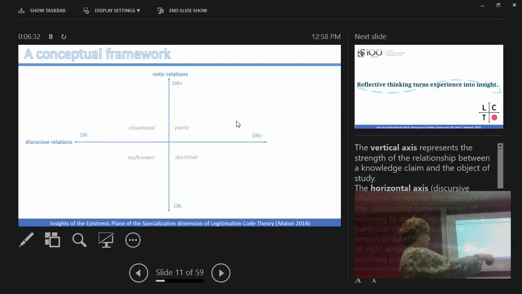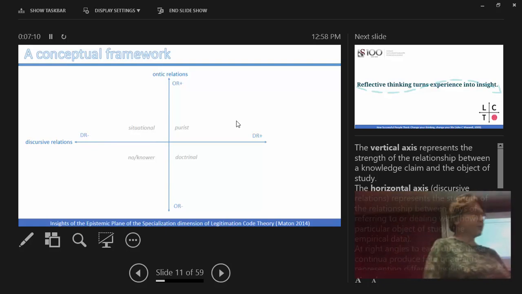And when you put these two continua at right angles to each other, they produce 4 quadrants representing 4 different insights. And here this one is referred to as the purest insight. Here there is a strong emphasis on the knowledge and also on the approach, on how you reason about the object. In the doctrinal insight, there is less emphasis on the knowledge, but there's a strong emphasis on how you do the reasoning, how you refer to the object.